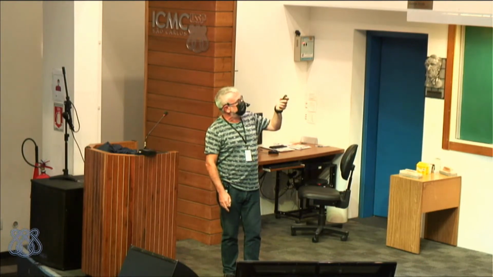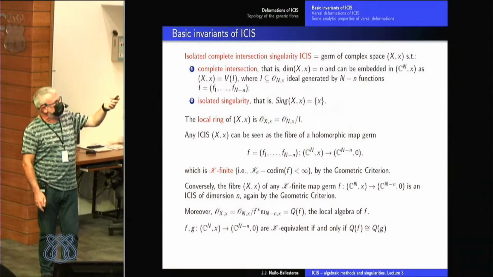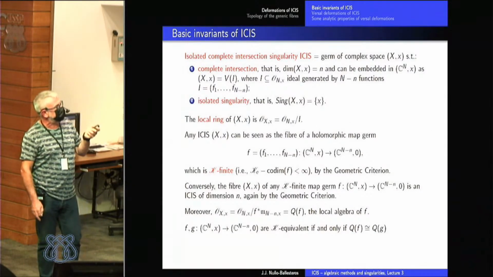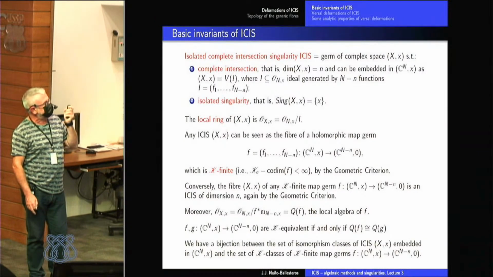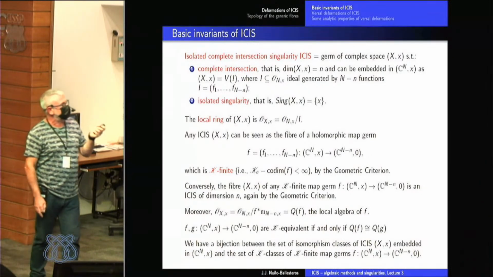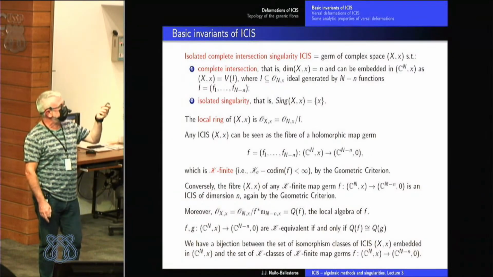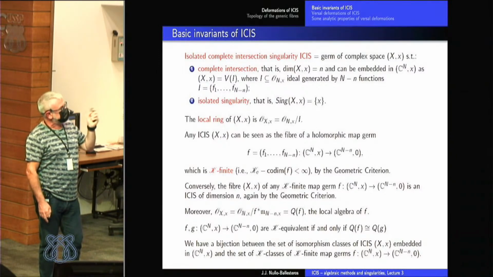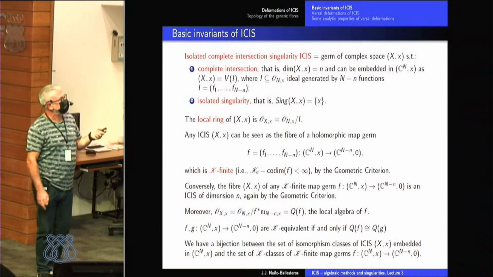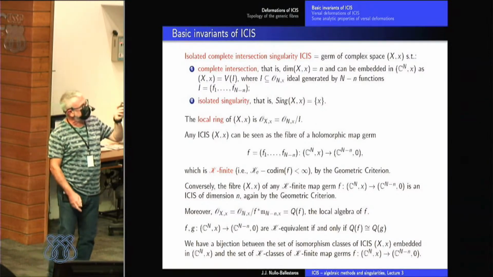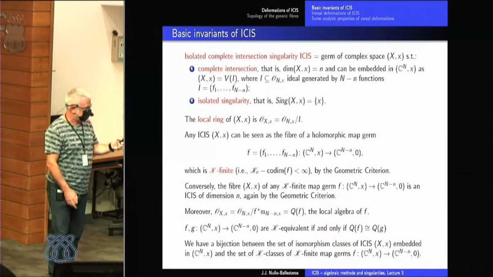So it follows that two map germs, this is another theorem that was shown in lecture 1, F and G are K-equivalent if and only if the local algebras are isomorphic. As a consequence, we get a bijection between the set of isomorphism classes of ICIS embedded in C^n of dimension n', and the set of K-classes of K-finite map germs from C^n to C^(n-n'). Okay? And the bijection is given via the local ring or the local algebra of the mapping.